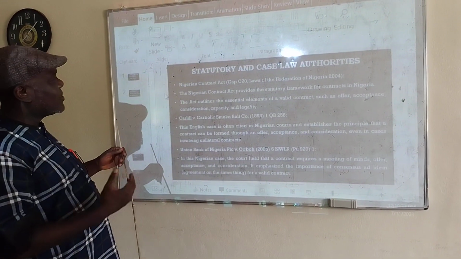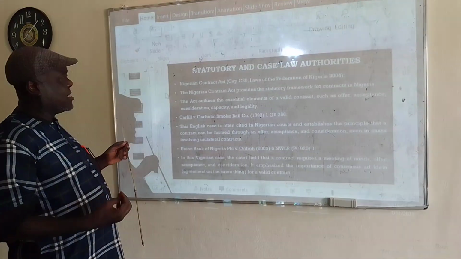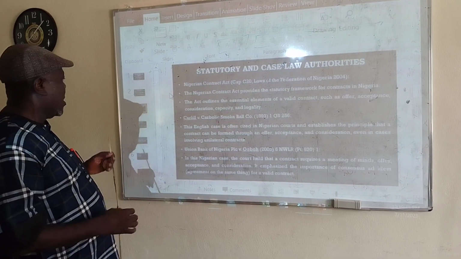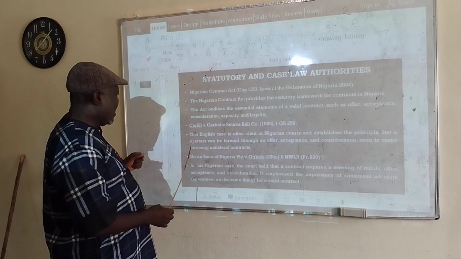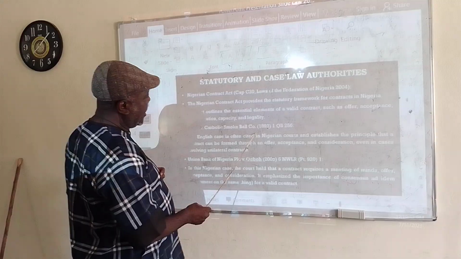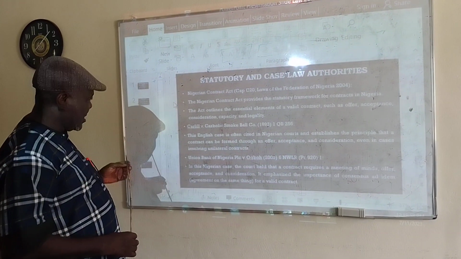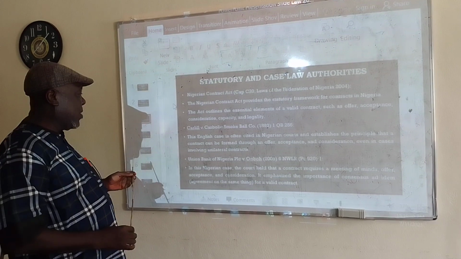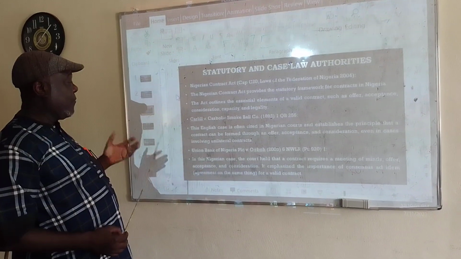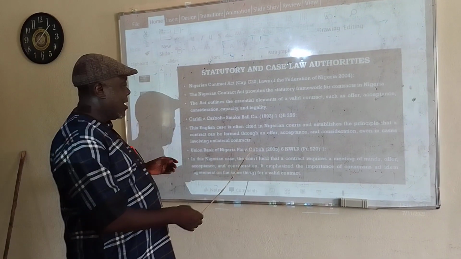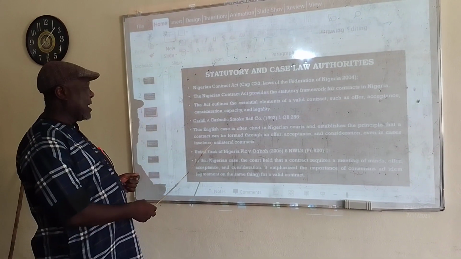Now let us look at case law authorities, that's what we call judicial authorities, as to what is a contract. Now we fall back on maybe one or two cases. The case of Carlill versus Carbolic Smoke Ball Company, with the citation herein, is an old case but often cited by Nigerian courts, which establishes the principles that a contract can be formed through an offer, acceptance, consideration, and also in cases involving unilateral contract.